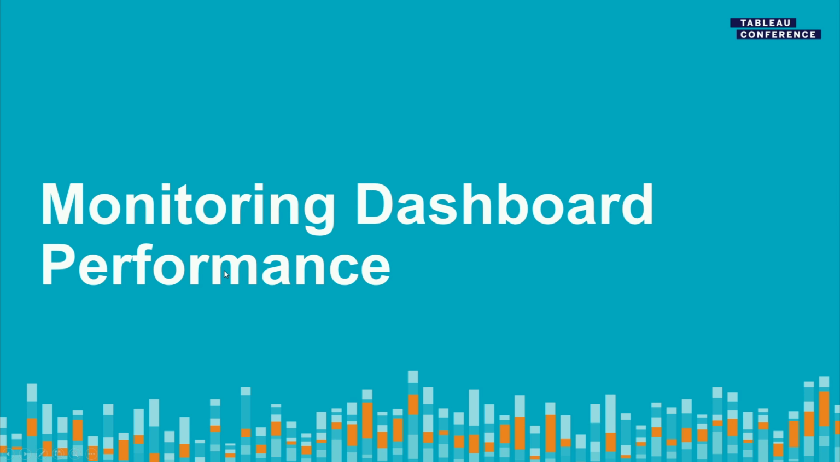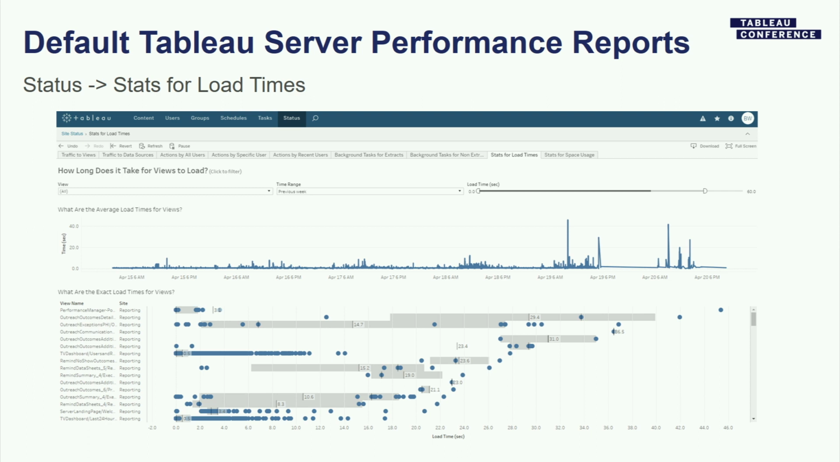So how do we at IBM Watson Health know which dashboards need our attention? Obviously, you can wait for people to complain. That always works. Or you can be a little more proactive about it. There are default Tableau Server performance reports available for your admins. If you go into status, stats for load times, you can see what your load times look like, and you can say, okay, these look slow, let's drill into these a bit more. We found those to be not super helpful. We thought we could do it a bit better.